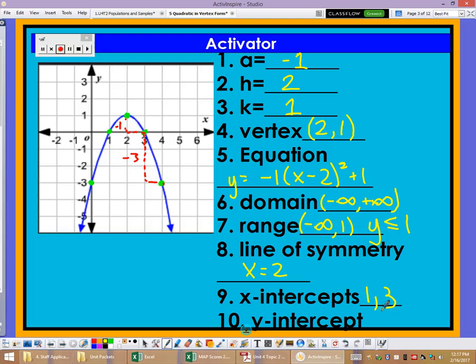All right, what are the y-intercepts? First of all, are there more than one y-intercept? Is there more than one? No, there's just one. Alex D. -3. Very good. Fantastic. All right.